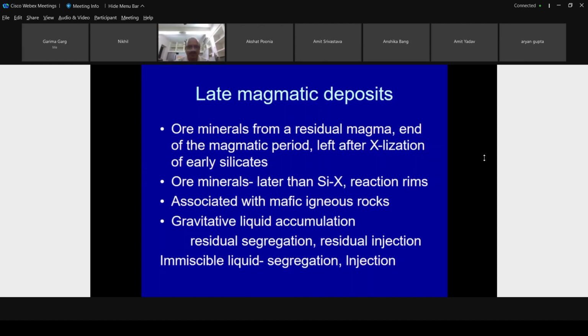Nikhil speaking. Yes, answer, Nikhil, please. Sir, for early magma crystallization, we can say that it's the first time a magma starts crystallizing, forming crystals.